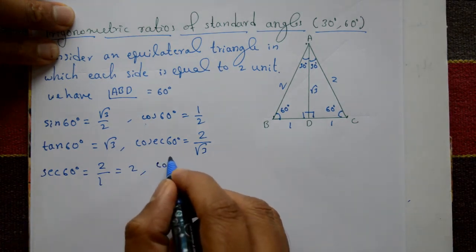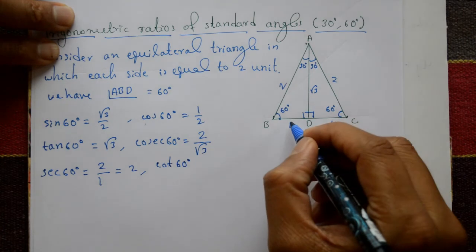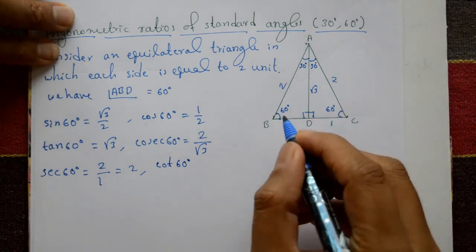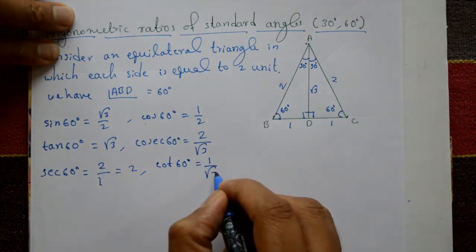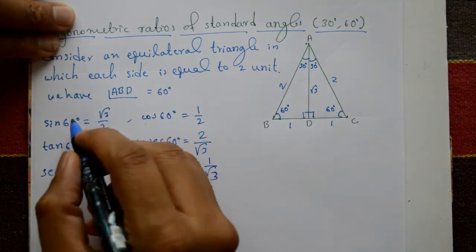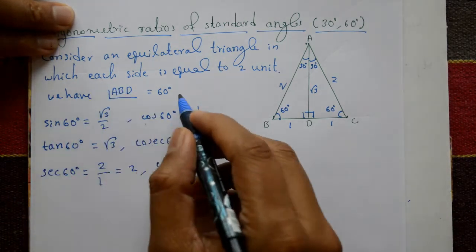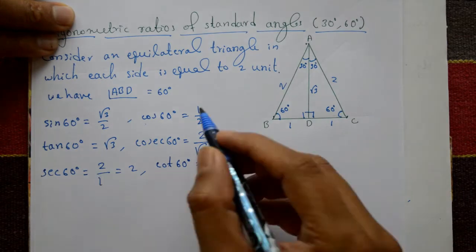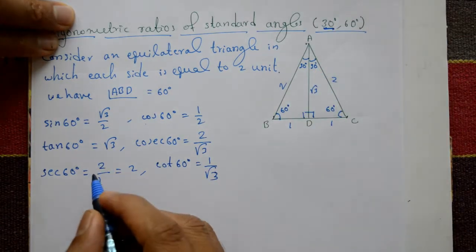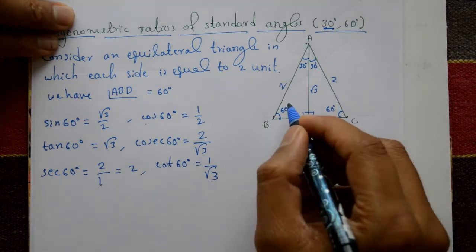Finally is cot 60 degree. Cot 60 degree is adjacent side upon opposite, which means 1 by root 3. So these are the trigonometric ratios of the angle 60 degrees. Next is 30 degree. Now consider any one triangle.